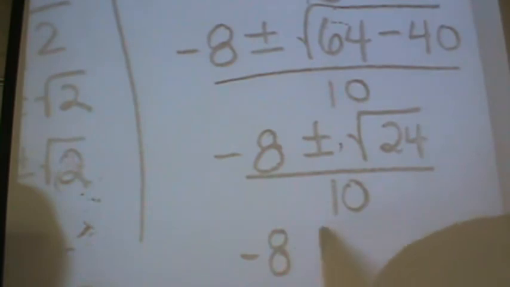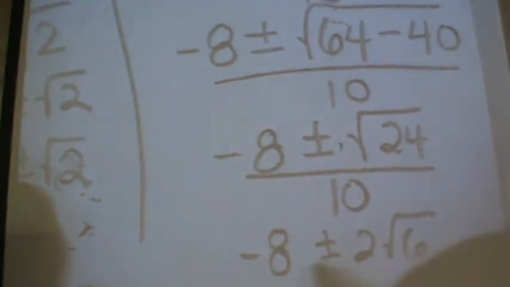And simplify, it's going to be 2 root 6. And now one more thing we can do: reduce these all by 2's. So 2 goes into 8 4 times, 2 goes into 2 1 time, and 2 goes into 10 5 times. So your best answer is, I'm going to put it right here, -4 plus or minus root 6 over 5. So far, okay?